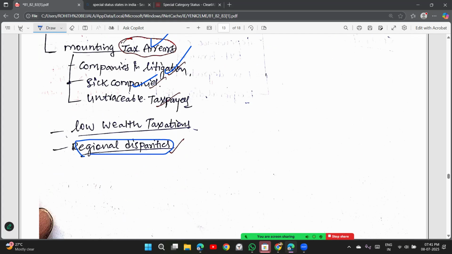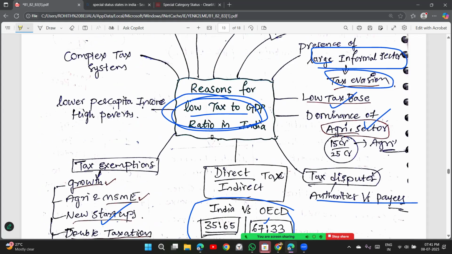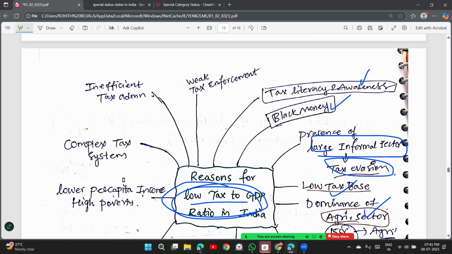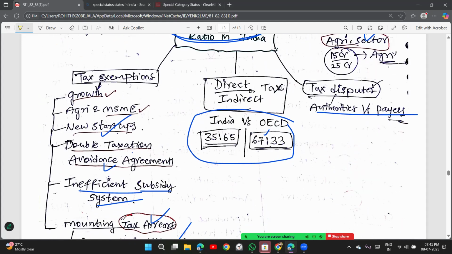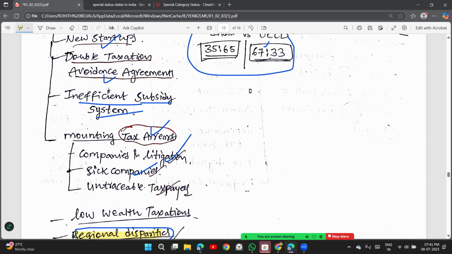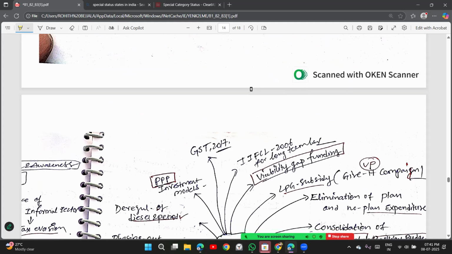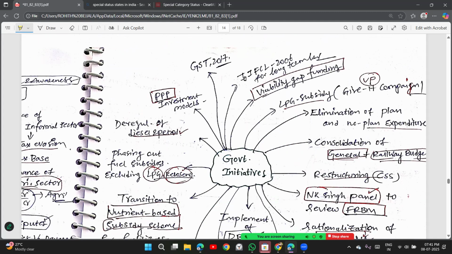So just focus on the keywords so that you can sprinkle them here and there while we are writing the answer. Lower per capita income, complex tax system, inefficient tax administration, and weak tax enforcement laws. If you're not paying tax, the fines and those things are very less. So people are not scared of paying taxes.